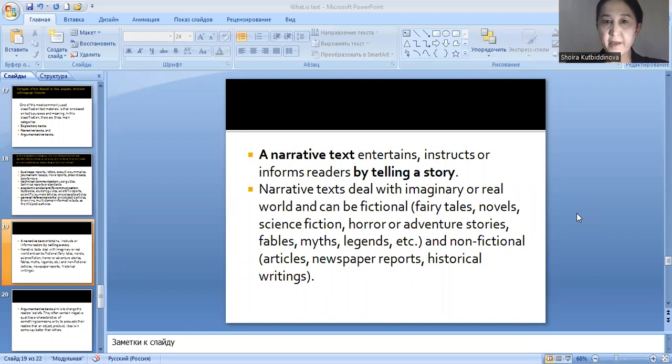A narrative text entertains, instructs, or informs readers by telling a story. Narrative texts deal with the imaginary or real world and can be fictional: fairy tales, novels, science fiction, horror or adventure stories, fables, myths, legends, etc. And non-fictional are articles, newspaper reports, and historical writings.